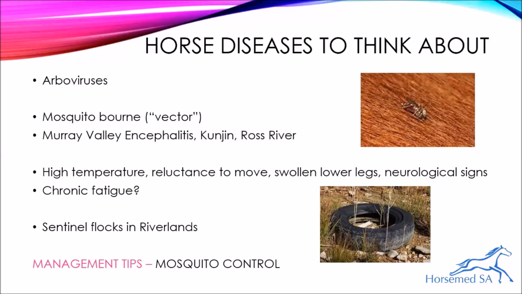And I can tell you clinically, in probably the last 3 weeks, I would say I've seen 4 or 5 horses that I believe have had one of these arboviruses. So they are about at the moment. What do they cause? What to look out for? High temperature, reluctance to move, swollen legs, sometimes neurological signs. Generally, it's a short-lived illness that they recover from quite quickly, but there are reports of, certainly in humans and potentially in horses, that they can show some signs of chronic fatigue long term, and you have to be careful about bringing them back into work.